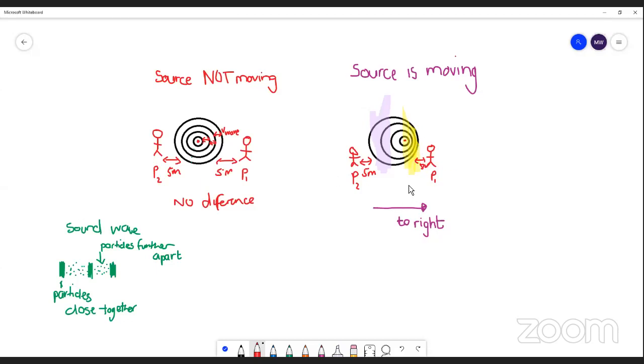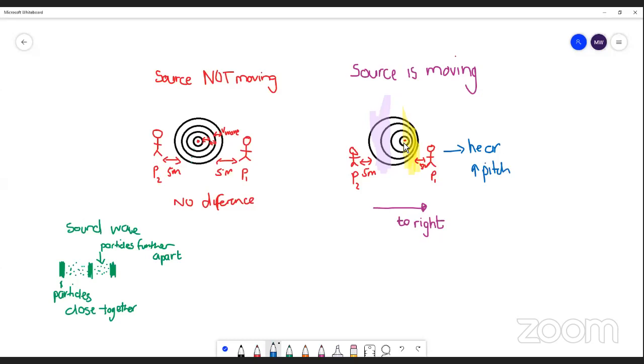But remember, the source is coming closer. Who's going to hear the sound the best? Person 1 or person 2? Yes, Mosaico, person 1. And person 2 is going to start hearing it the least. So for person 1, this person is going to hear an increased pitch, an increase in pitch.